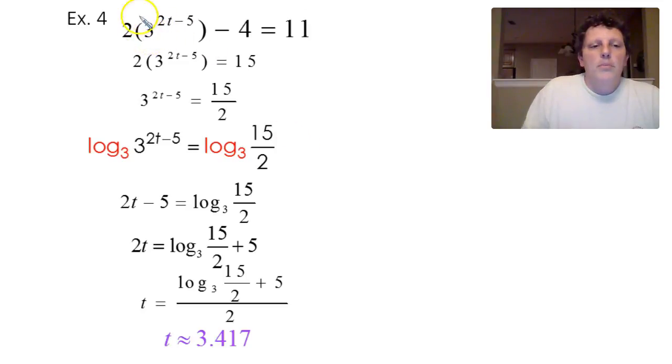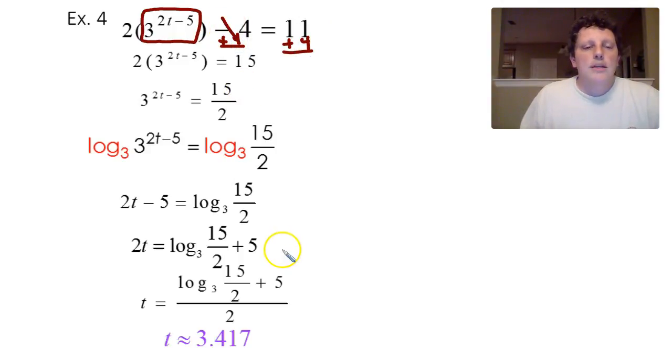I've got the 3 raised to the 2t minus 5 as my base and my exponent. I have to isolate that base, which means the 2 that is in front of the parentheses and the minus 4 that's after the parentheses, they've got to go away. How do I get rid of them? Well, I'll start by adding 4 to both sides. And by adding 4 to both sides of the equal sign, the minus 4 is eliminated on the left. How do I get rid of the 2?